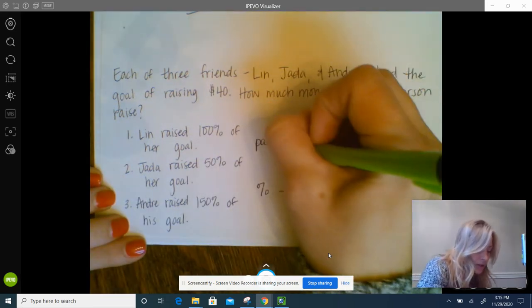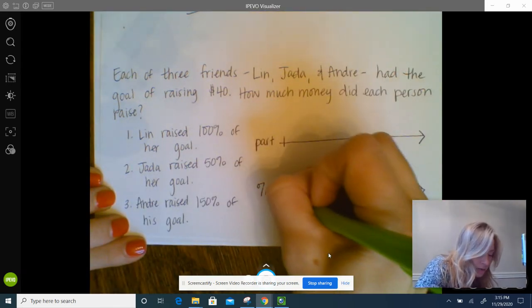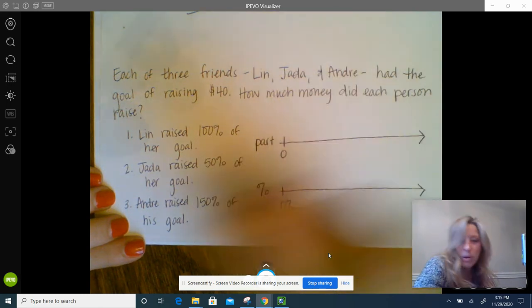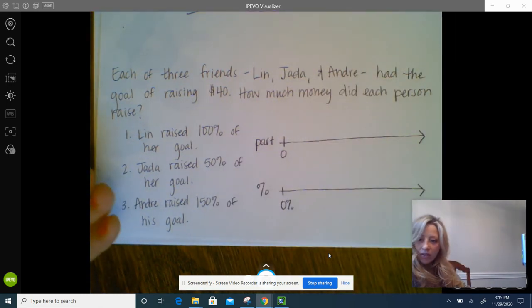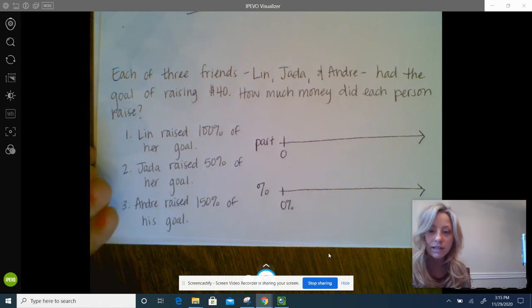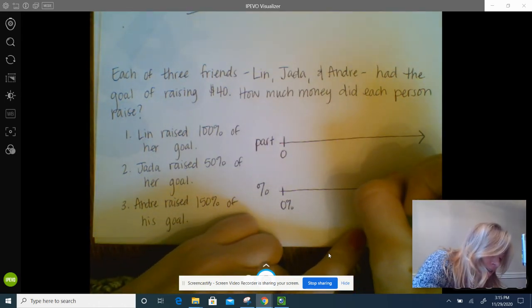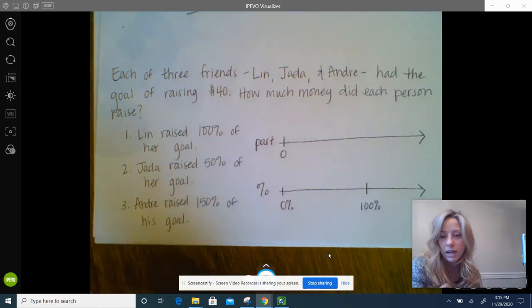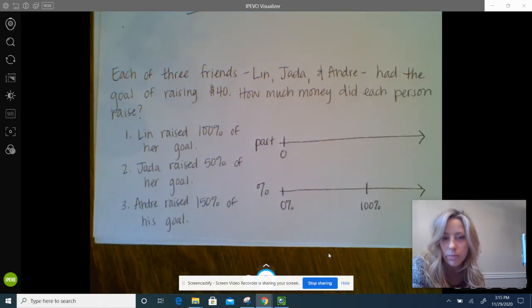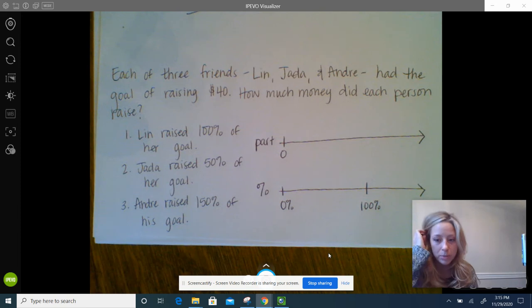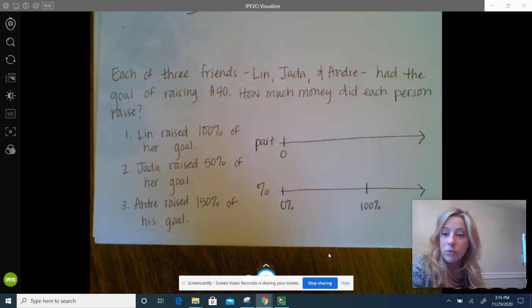Okay? So if we're at 0%, we know our part is 0. We have nothing, that's 0% of something. I always want to include 100% on here. We're not going to be able to solve a percent problem without knowing what 100% is. Or if we don't know what it is, it's what we're trying to find. So we always need 100% on there.